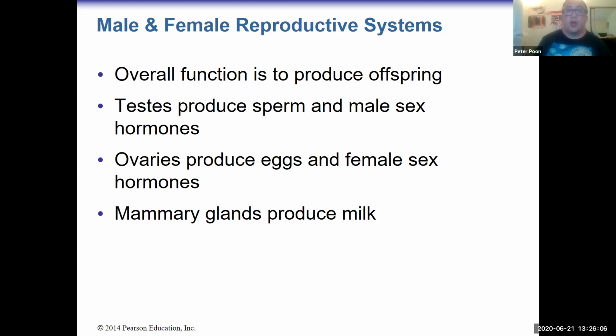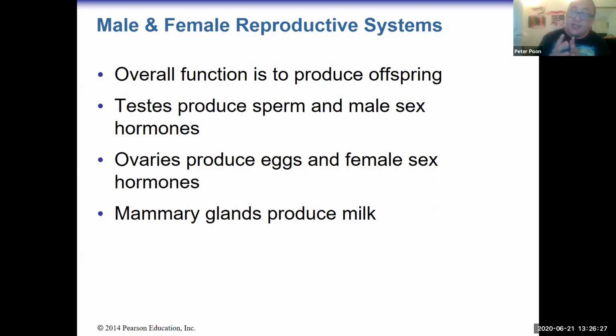The last one is the male and female reproductive system. The overall function is to reproduce offspring. The testes produce sperm and the male sex hormones, and the ovaries produce eggs and the female sex hormones.